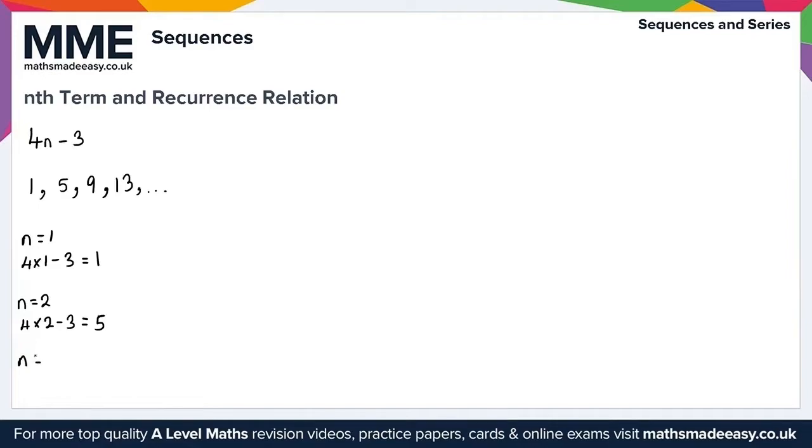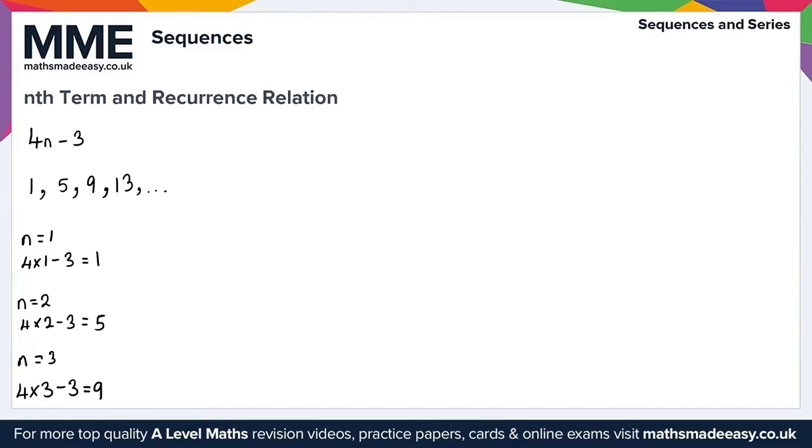And again, let's just demonstrate one more time here. If n equals 3, then we do 4 times 3, and we minus 3 here. So 4 times 3 gives us 12, minus the 3, giving us 9 here. Like we can see, we could extend that sequence again and again and again, just by substituting different values of n in.